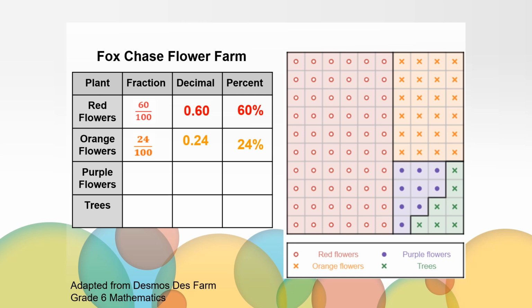Pause for a moment to reflect on your thinking. Critical thinkers revise and refine their ideas as they go. Do you want to revise or refine your ideas about how to find the fraction, decimal, or percent before moving on to the next row? I'll give you a little bit of time to think about that.